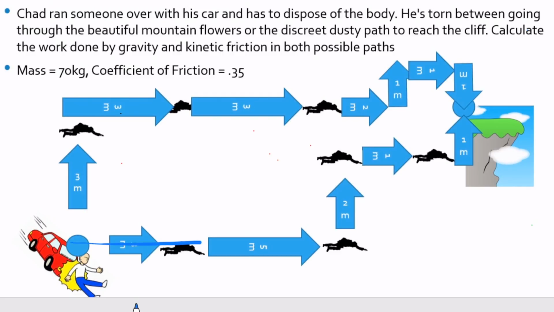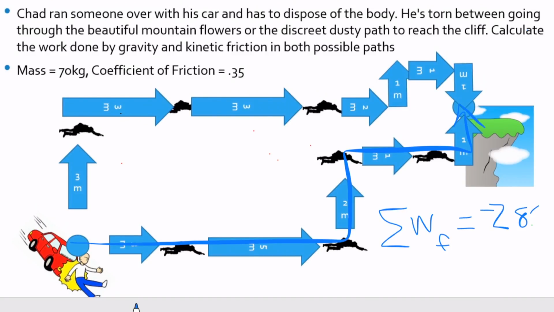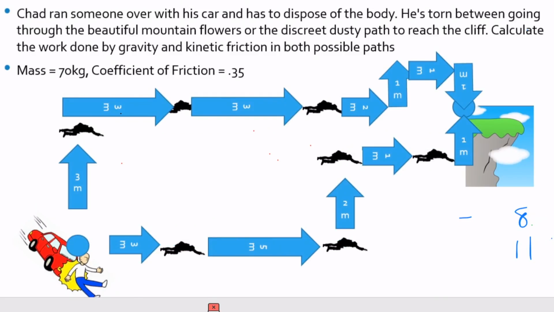Now one last time, on the second path, for friction again, it's the same protocol. When we add it all up together, we get a different number this time. As opposed to gravity, we get negative 2,884.14 joules. So as opposed to a conservative force such as gravity, a non-conservative force is going to have a different value for two different paths between the same points.